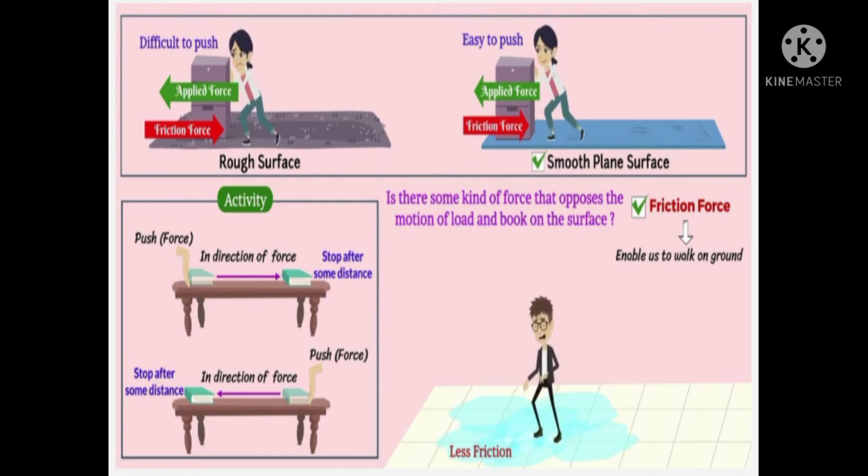Look at these pictures carefully. A woman pushes a box on a rough surface and a smooth surface. Can you say which surface makes the movement of the box easier? And also, if we apply a force on a book placed on a table, it moves first, but after some time it stops. What is your experience when you walk on an oily surface? The smooth surface makes the movement of the box easier and we feel slippery when we are walking on an oily surface.